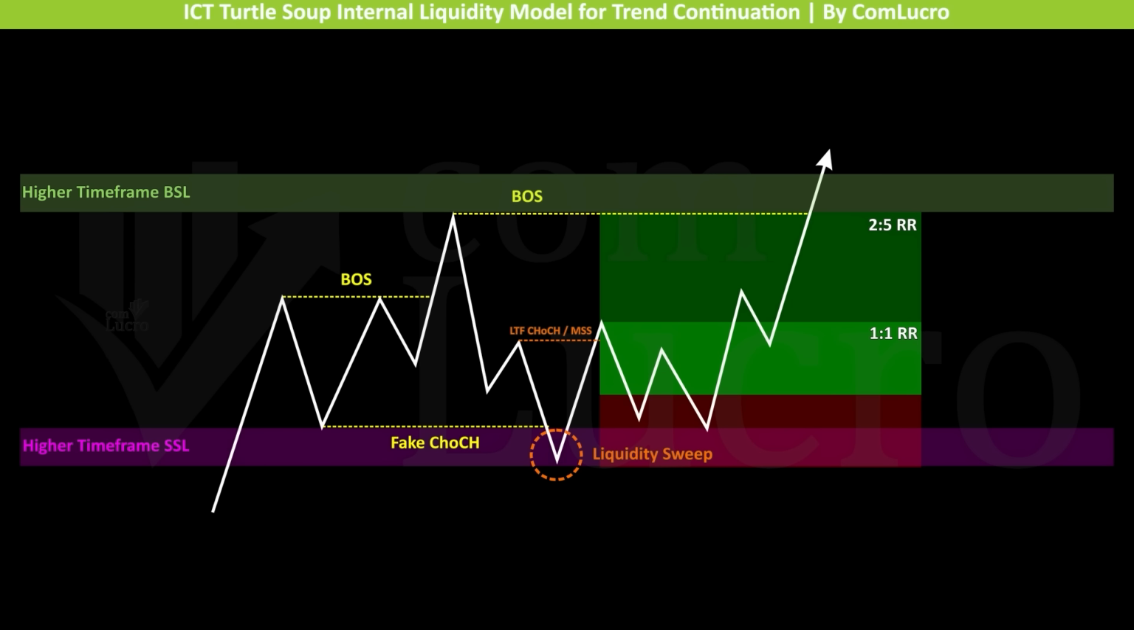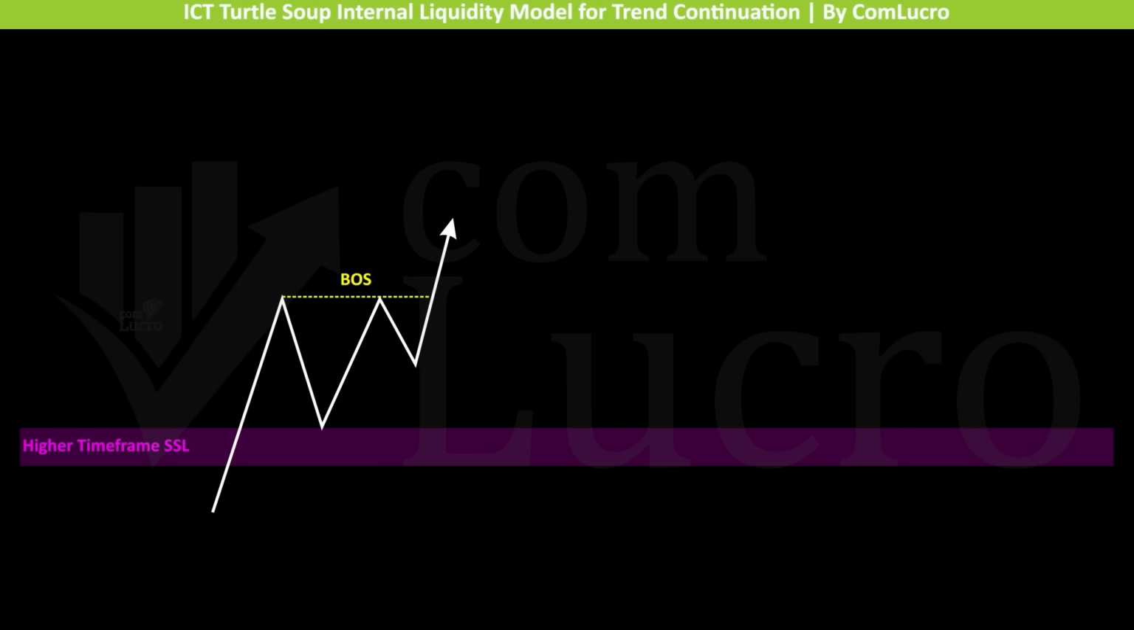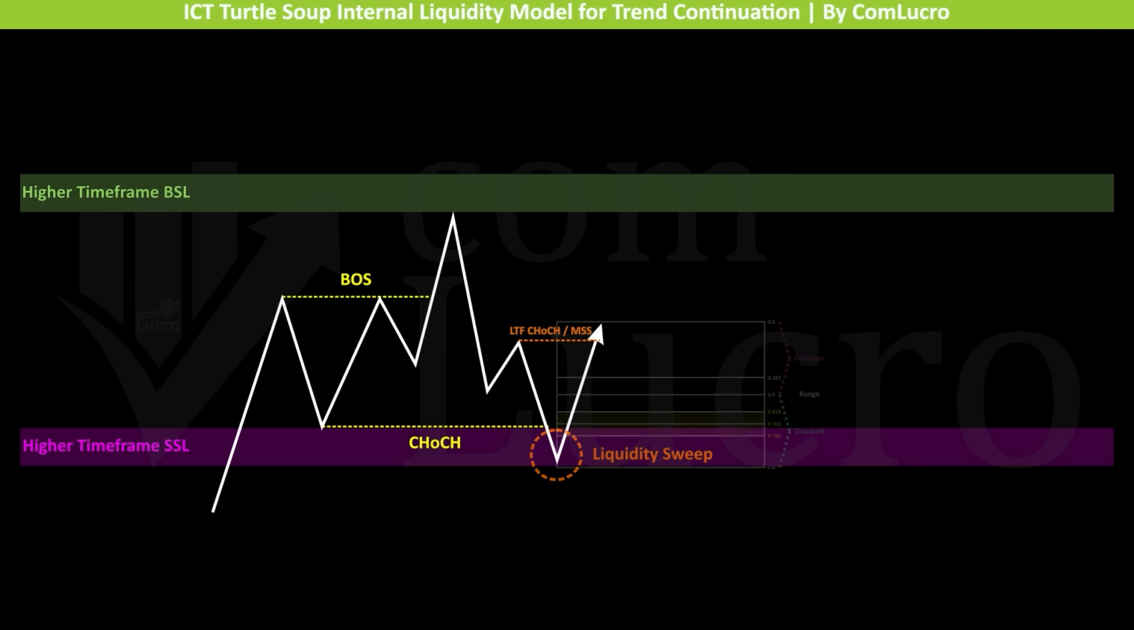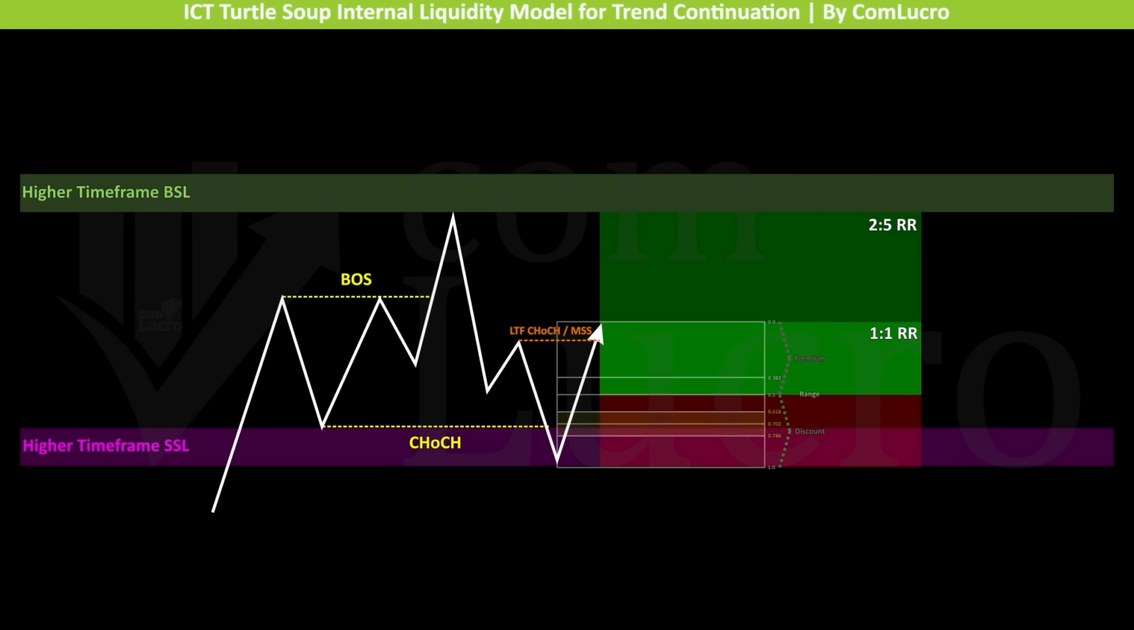Now, let us explain the ICT Turtle Soup setup within the context of an internal liquidity sweep in a bullish scenario. This setup appears when the market is already trending in one direction. Instead of reversing the entire range, price forms a temporary pullback, sweeps internal sell-side liquidity during that retracement, creates a fake change of character or fake market structure shift, and then resumes the main bullish trend.